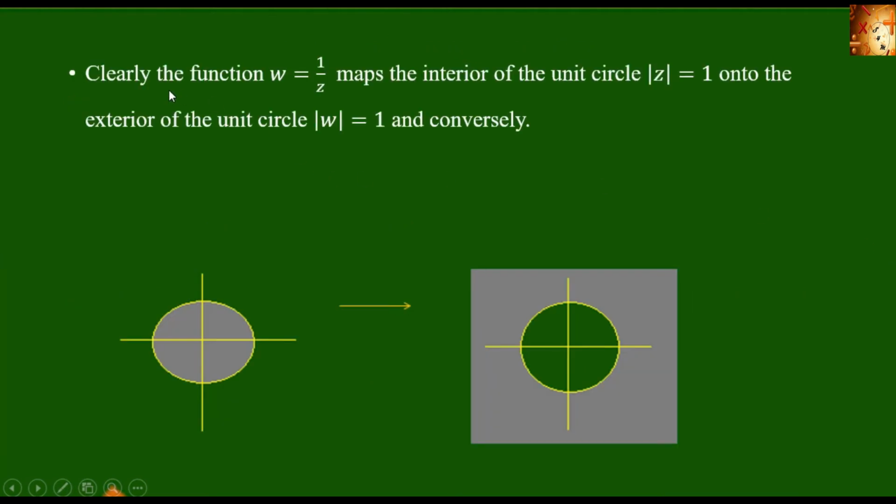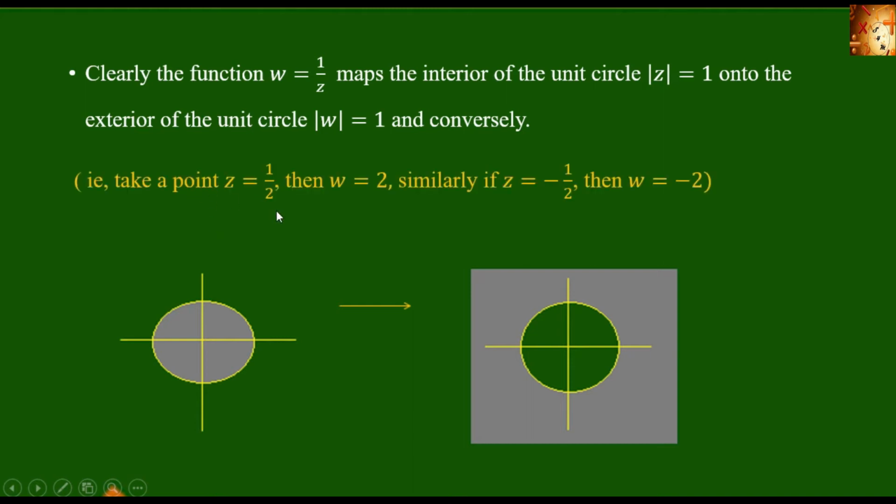Similarly, the function W equal to 1 by Z maps the interior of the unit circle mod Z equal to 1 onto the exterior of the unit circle mod W equal to 1, and conversely. Let us discuss this with an example, that is, take Z equal to 1 by 2. Mod Z equal to 1 is the unit circle, so 1 by 2 is an interior point. Then under the mapping W equal to 1 by Z, we get W as 2, which lies outside the unit circle mod W equal to 1.